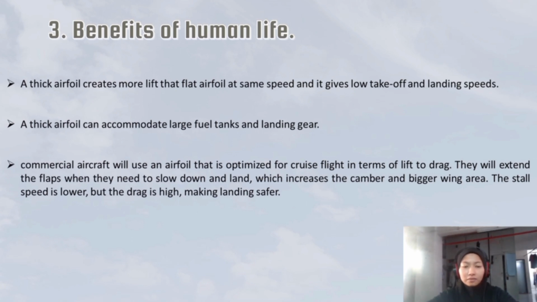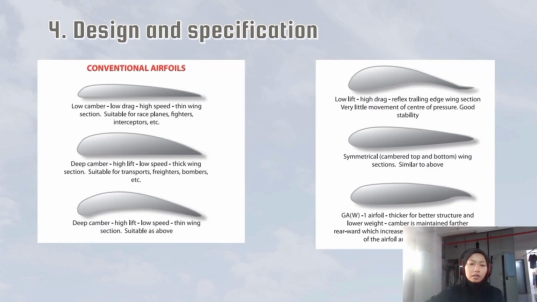They will extend the flaps when they need to slow down and land, which increases the camber and wing area. The stall speed is lower, but the drag is high, making landing safer. This is the design and specification of the airfoil wing.